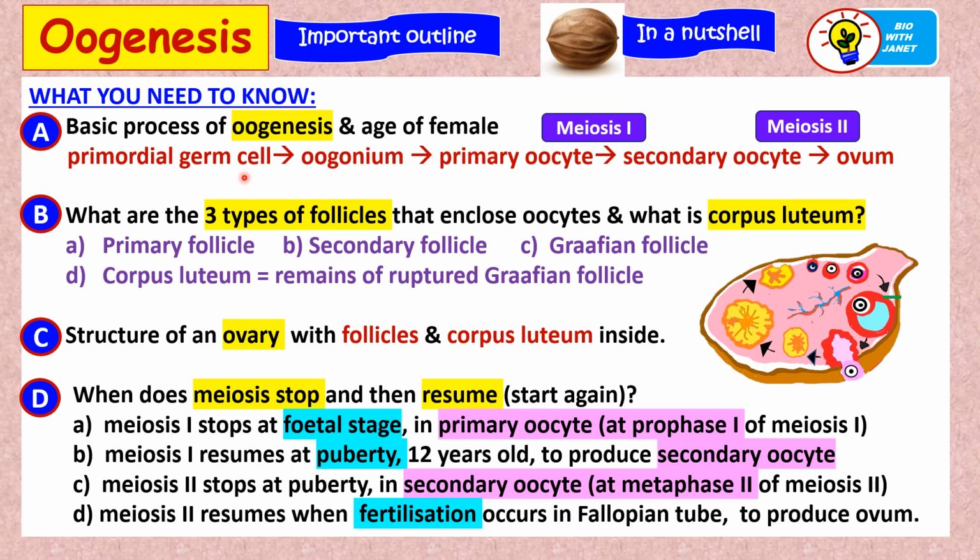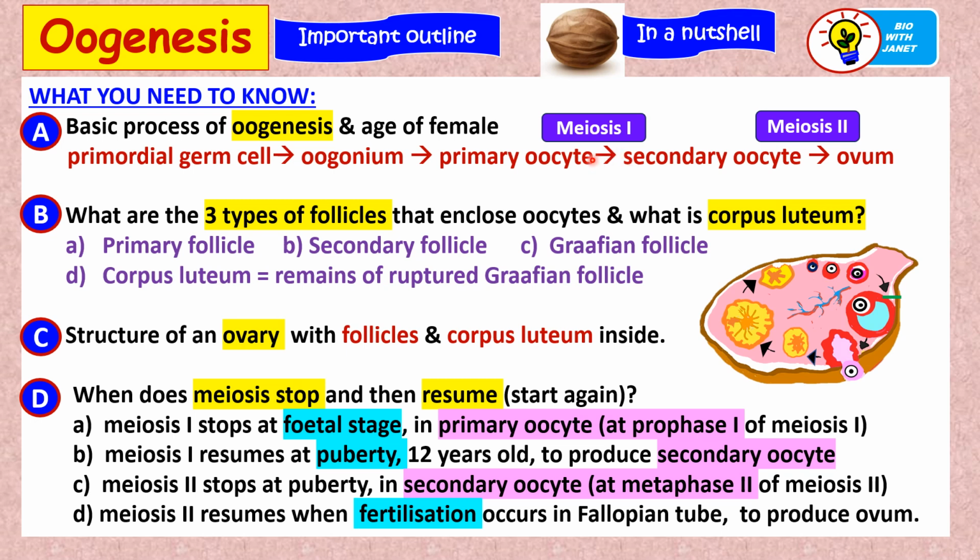For example, in the fetus, the primordial germ cells undergo mitosis many times to form many oogonia, and each oogonium then develops and grows to form the primary oocytes. Then the primary oocytes begin meiosis 1 but stop at the prophase 1 stage of meiosis 1. All this occurs in the fetus. Then when the baby girl is born, there are many primary oocytes, and the primary oocytes will have to wait 12 years before they resume and complete meiosis 1.